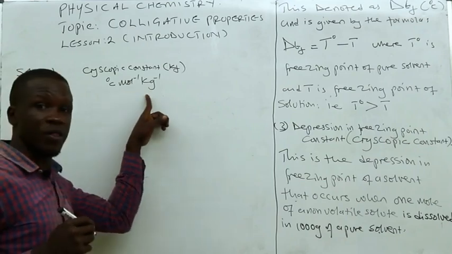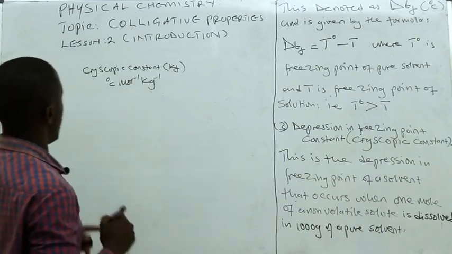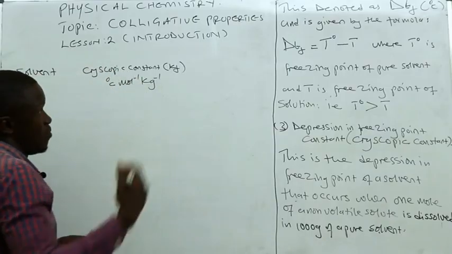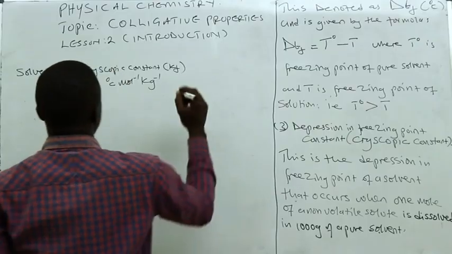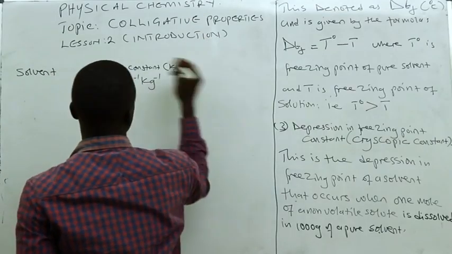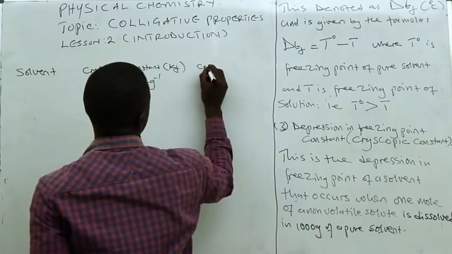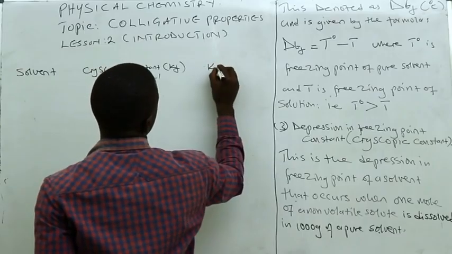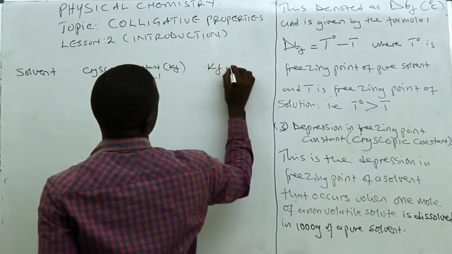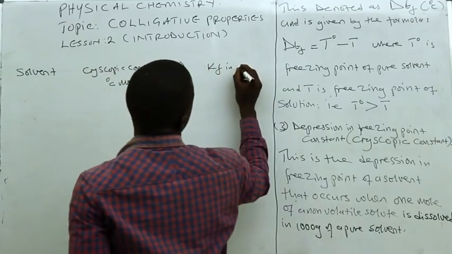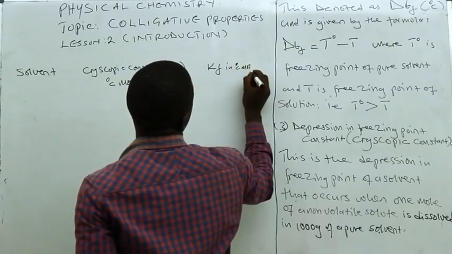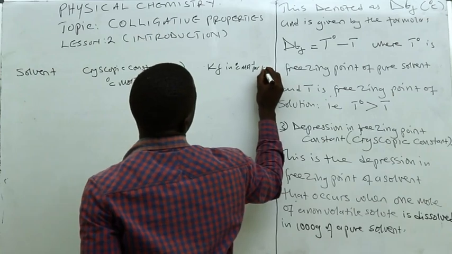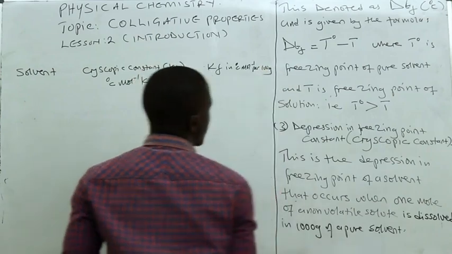when dissolved in 1,000 grams. If you don't say per kilogram, you can say per 1,000 grams. But someone could give this cryoscopic constant, this Kf, in degrees Celsius per mole per 100 grams of a solvent.